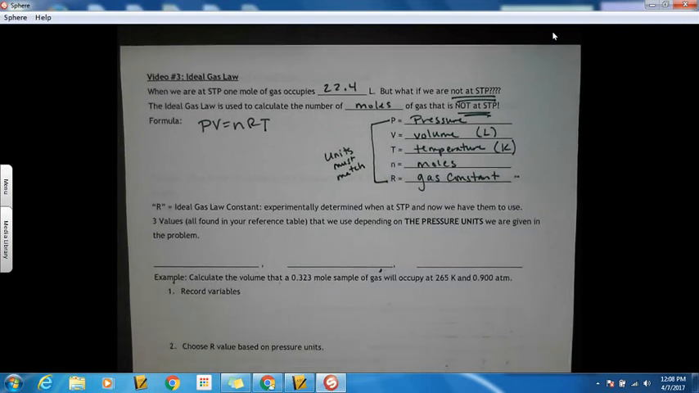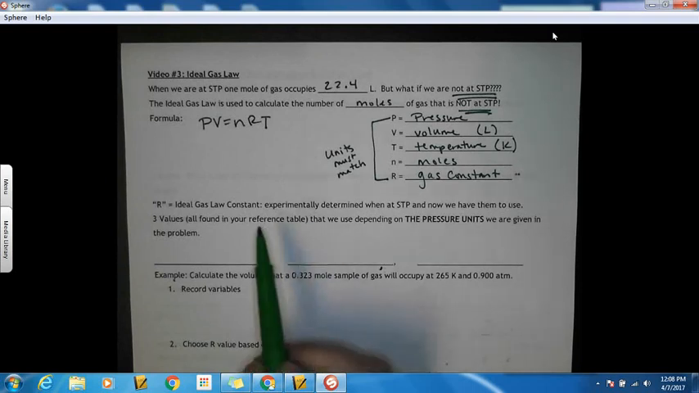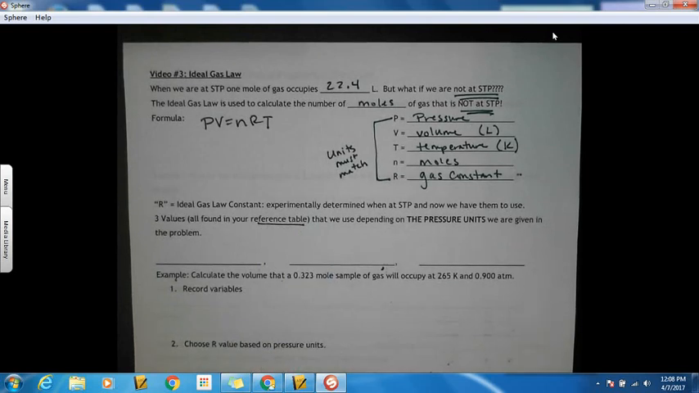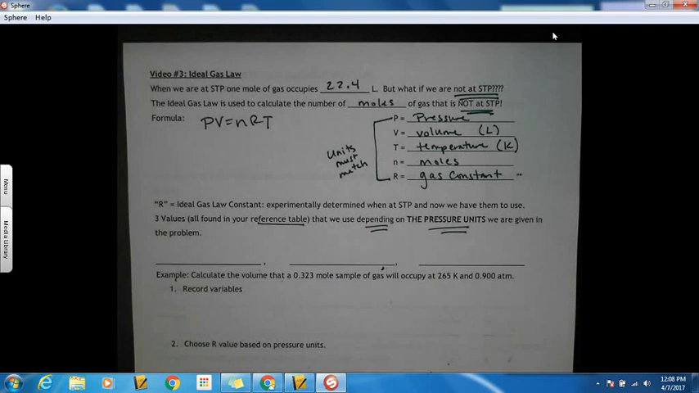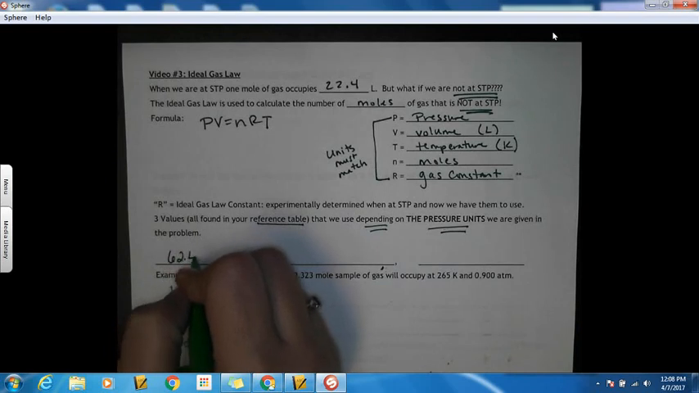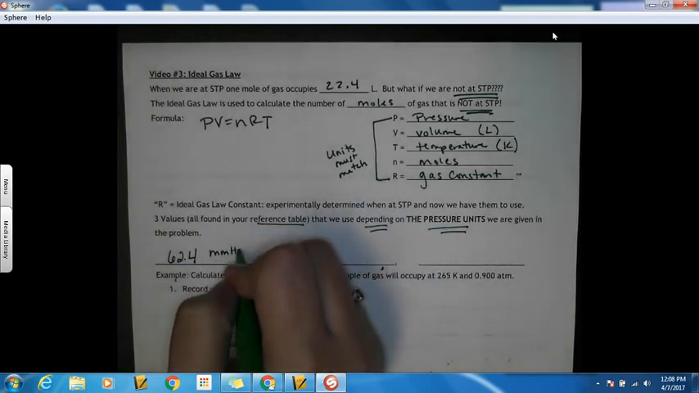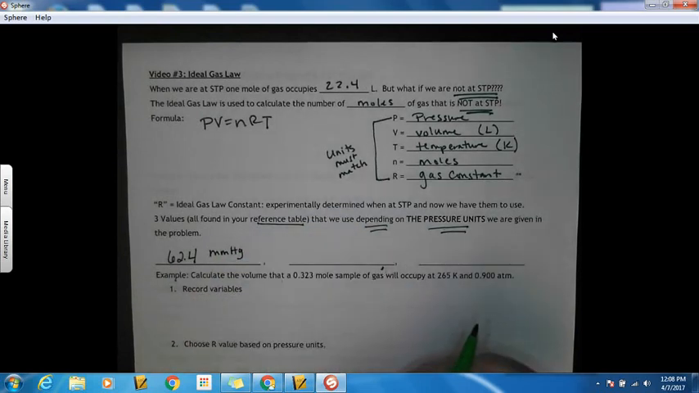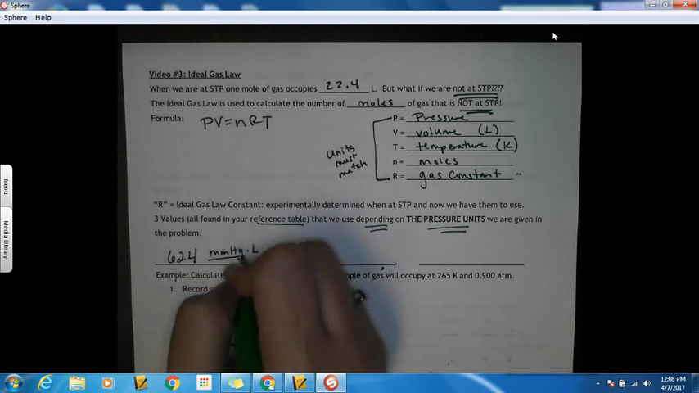So we have 3 values. They're all found in your reference table. Okay? And again, they are dependent on the units of pressure. So we have 62.4, and that's for millimeters of mercury. So the unit is millimeters of mercury times liters over moles times Kelvin.